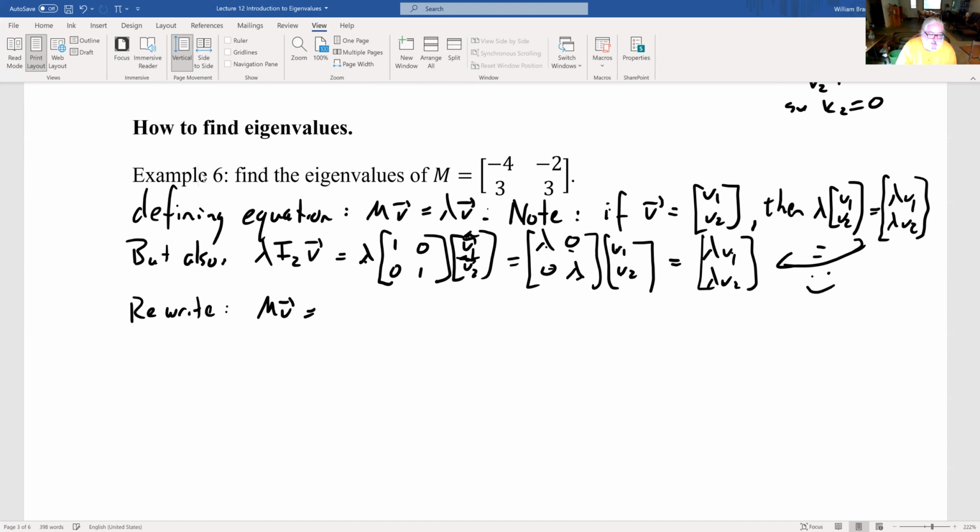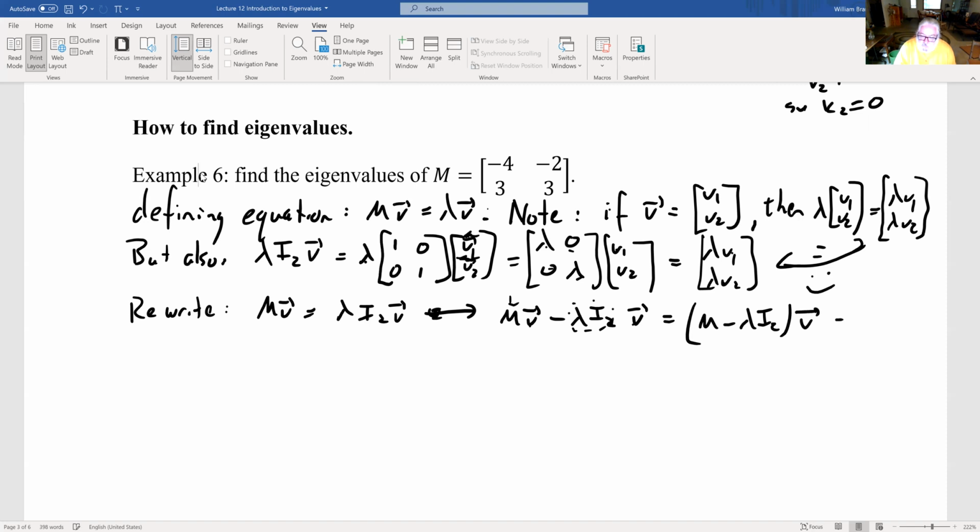I can rewrite my defining equation like this, which doesn't look particularly important, but is actually very slick because now I can subtract that from both sides. And now this is a matrix and this is a matrix, and that's just a vector, so I can factor out the matrices. Yay. So that should be an arrow.